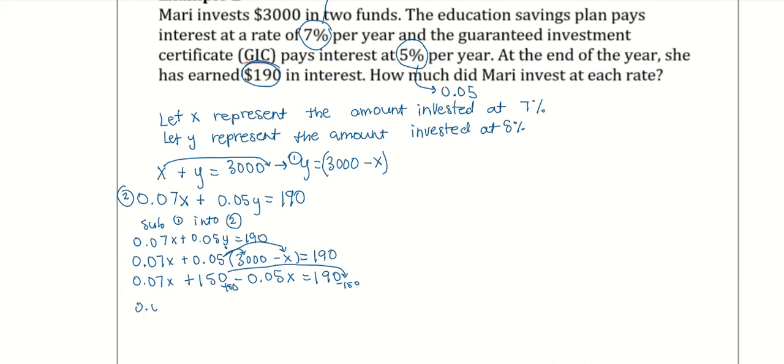So we have 0.07x minus 0.05x. I'm just going to rewrite it, 190 minus 150. We can solve each side. So you're going to get 0.02x, and then 190 minus 150, that's just 40. Now we can divide both sides by 0.02.